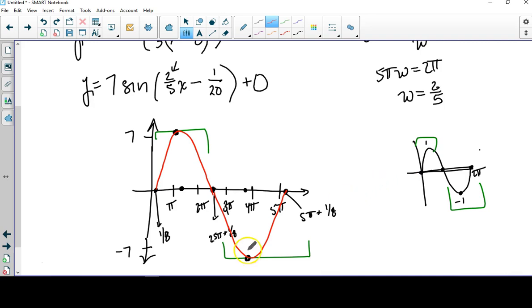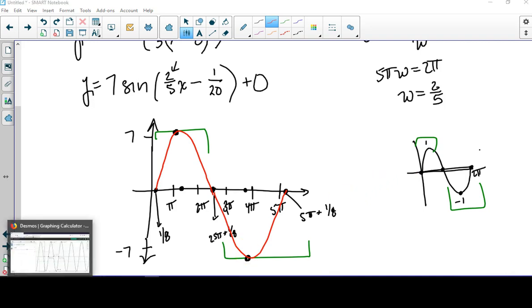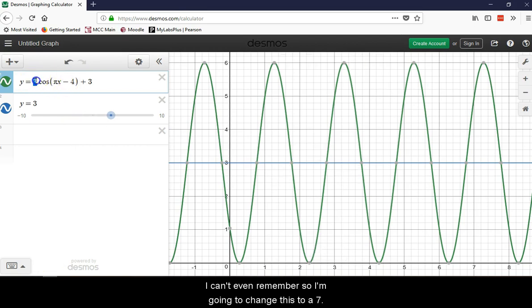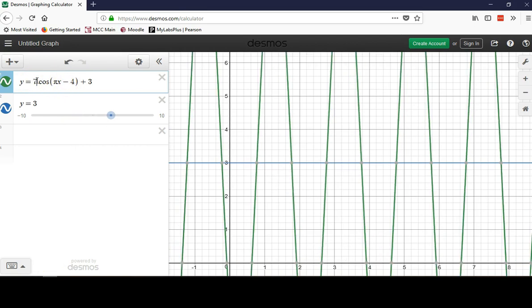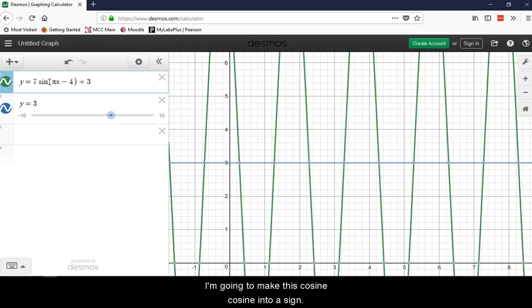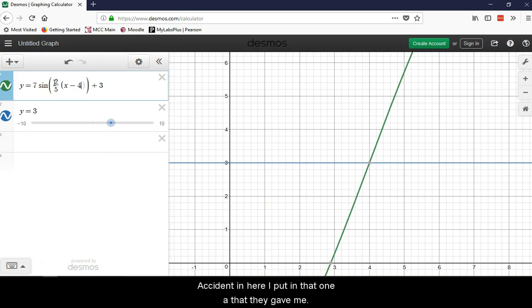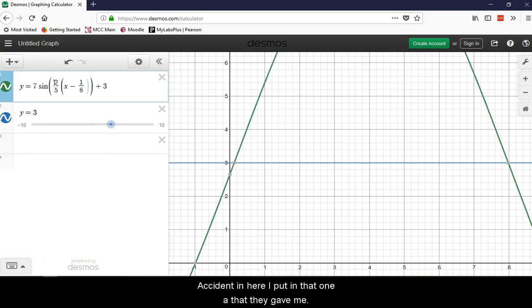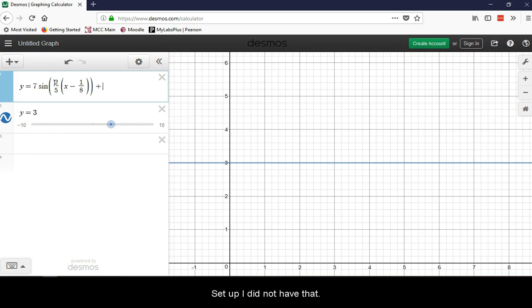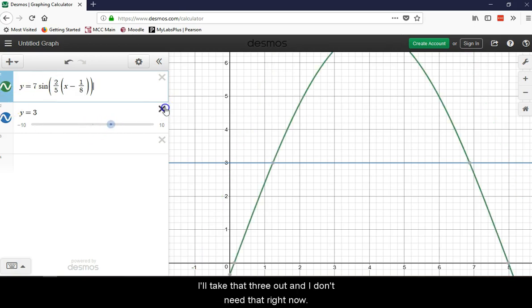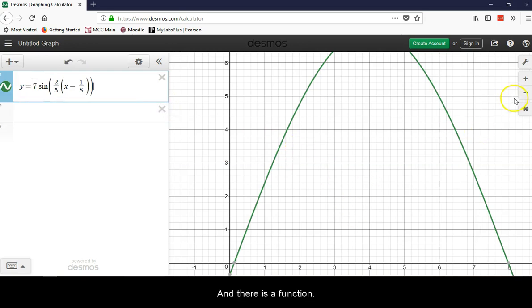Terrible numbers. Let's look at it in Desmos, if I can even remember. So I'm going to change this to a 7. I'm going to make this cosine into a sine. And let's see, I could write it either way. I'll say 2/5 x, and then in here I'll put in that 1/8 that they gave me. Close that up. I did not have that, so I'll take that 3 out, and I don't need that right now. And there is the function.